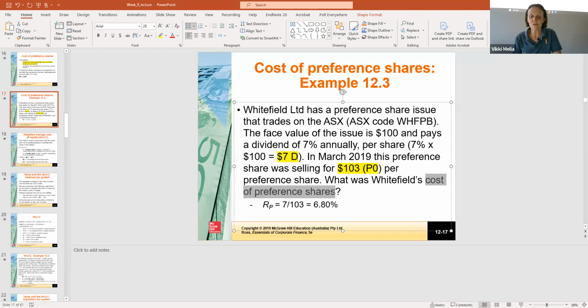What's the cost of the preference shares? The cost of the preference shares, RP, is equal to the dividend divided by the price. The dividend is $7, the price is $103. So the cost of the preference shares is 6.8%. So that means the investors require a return of 6.8% from their preference shares. That's the cost to the company.